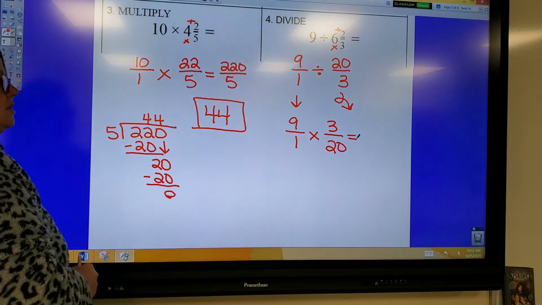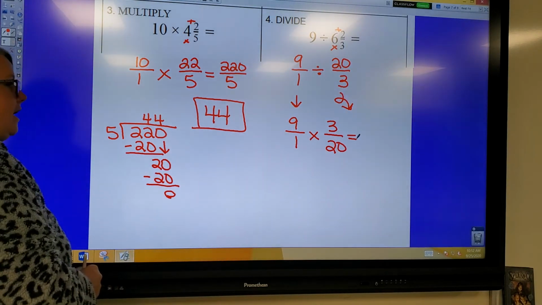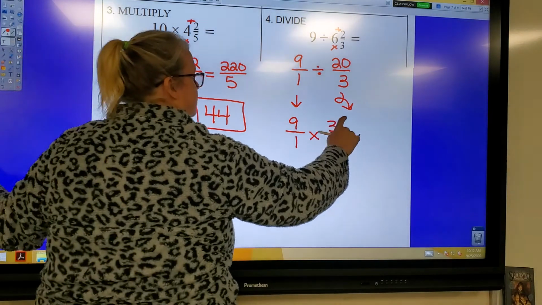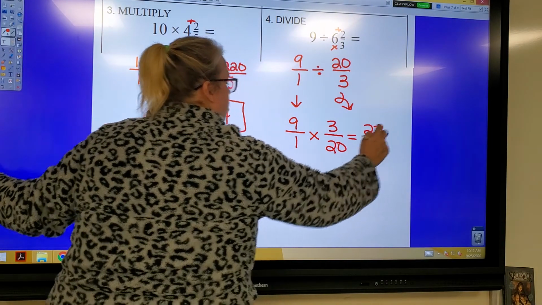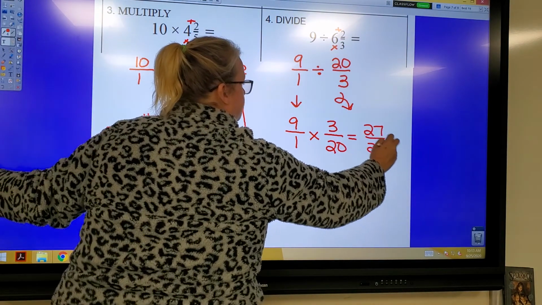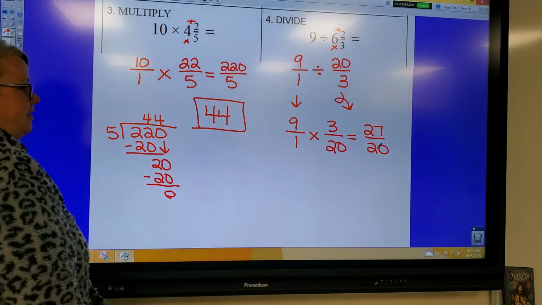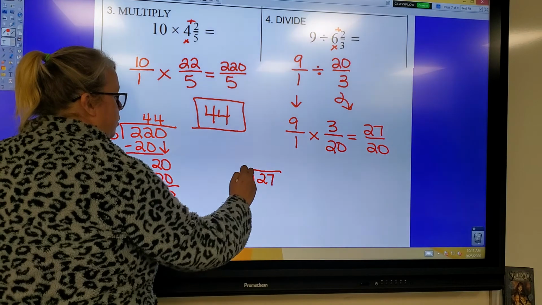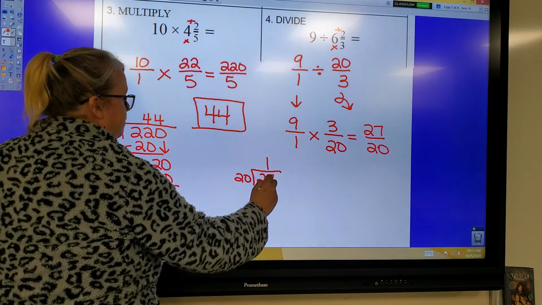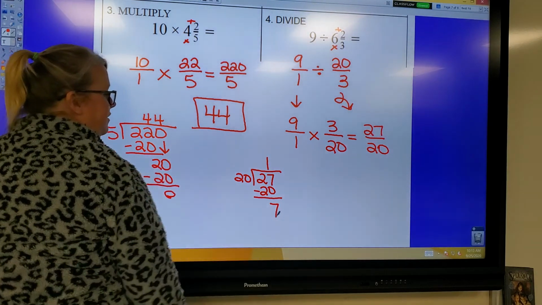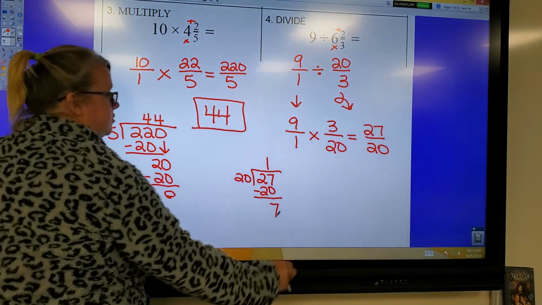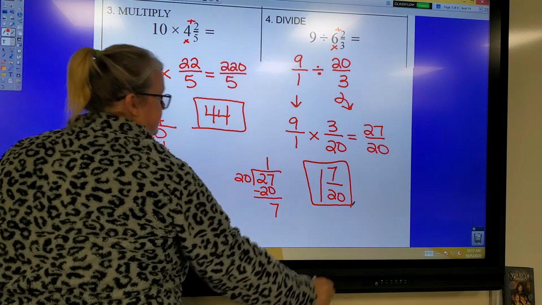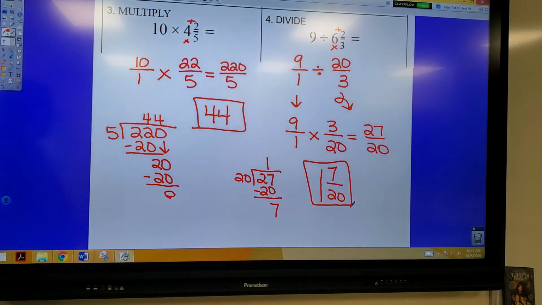I couldn't cross-reduce on this one even if I wanted to, so I have to multiply straight across. 9 times 3 is 27. 1 times 20 is 20. So I have 27 over 20, which is improper. 20 can go into 27 one time, and there would be 7 left over. So 1 and 7 over 20. Final answer. And that is the end of DMR 3.